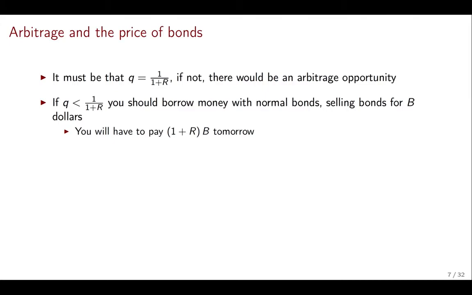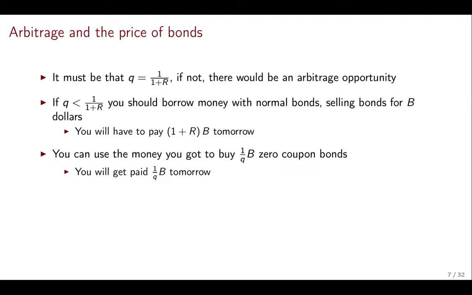So if you're selling bonds for B dollars, that means you now have B dollars that you didn't have before, but now you have to pay (1 + R) times B in the future. So you have money now, and you have to repay in the future with interest. One thing you can use that money for is to buy zero coupon bonds. Because the price of a zero coupon bond is Q, you can buy 1 over Q times B of those bonds. And because these bonds pay no interest, you will get paid tomorrow 1 over Q times B.